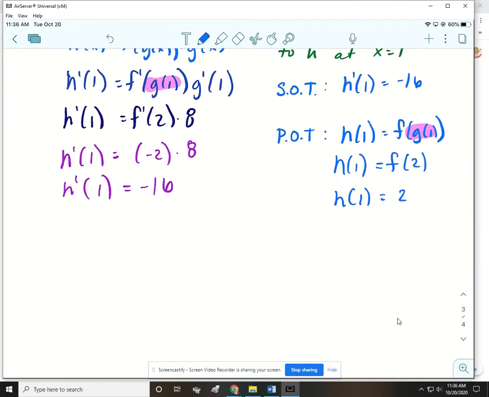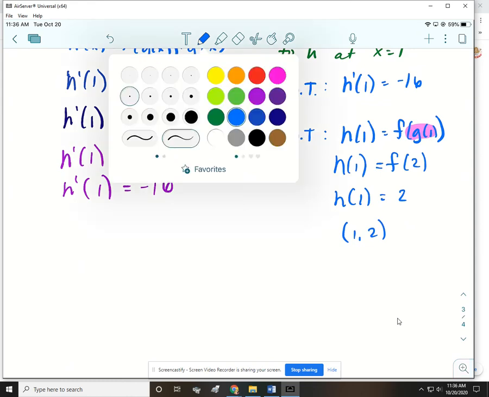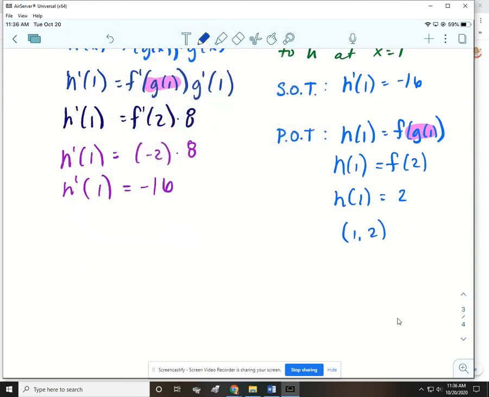Right? So our slope of our tangent line is negative 16. Our point of tangency is the point 1, 2. So our tangent line is going to be y minus 2 equals negative 16 times the quantity x minus 1.